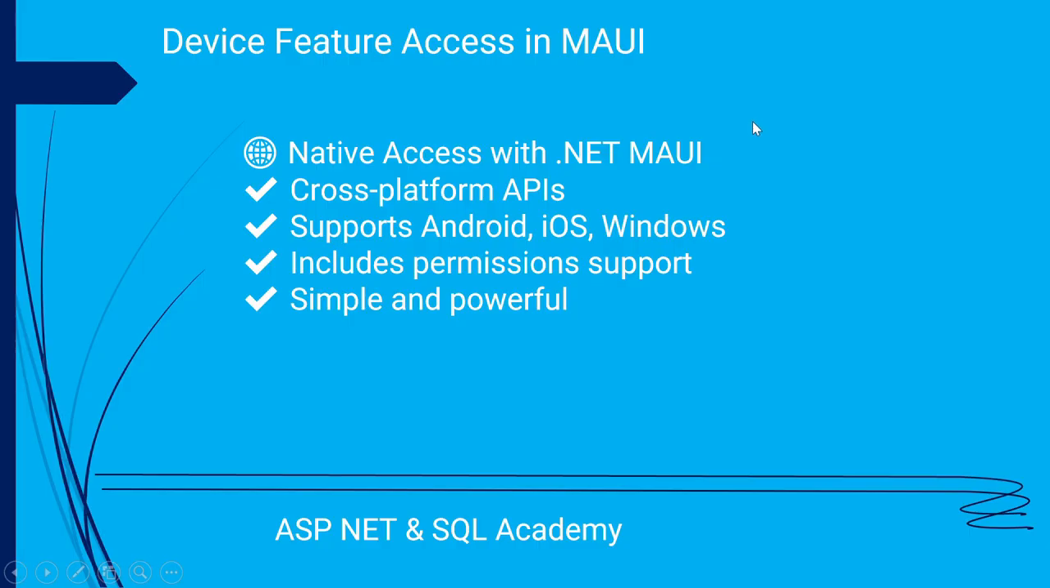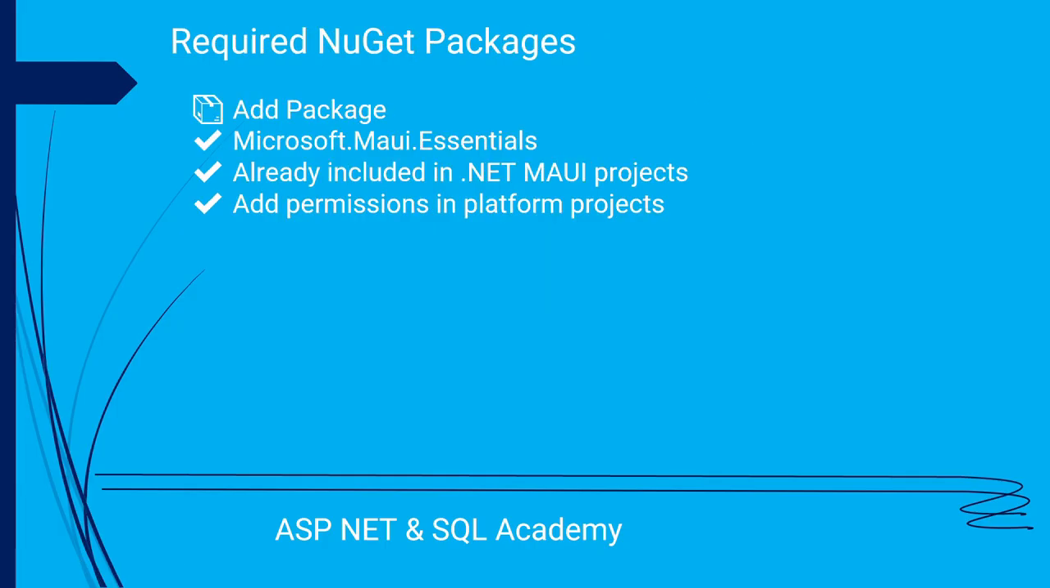.NET MAUI provides unified access to platform-specific hardware and sensors through standard APIs, making mobile hardware programming easy. Most features are available via MAUI Essentials, which is already part of new MAUI templates. Just don't forget platform-specific permissions.